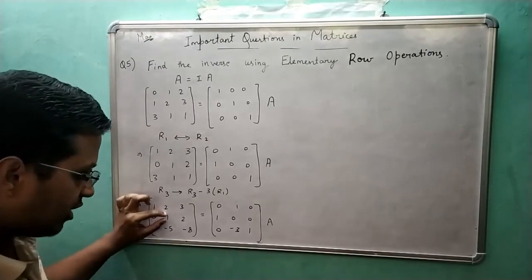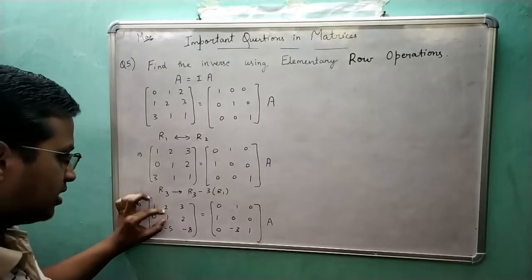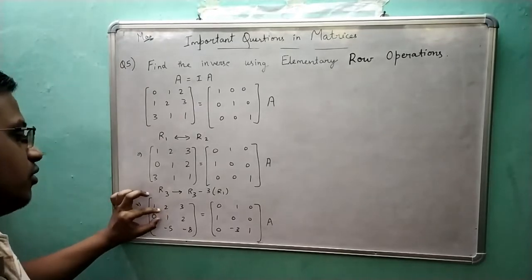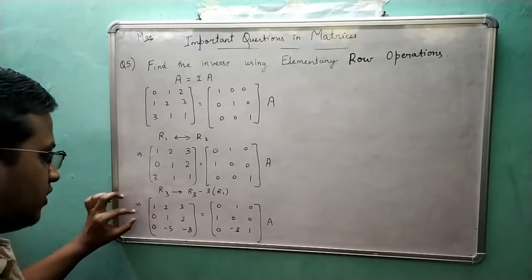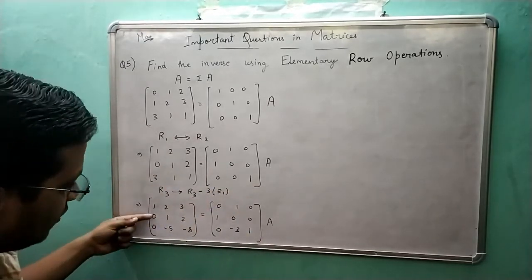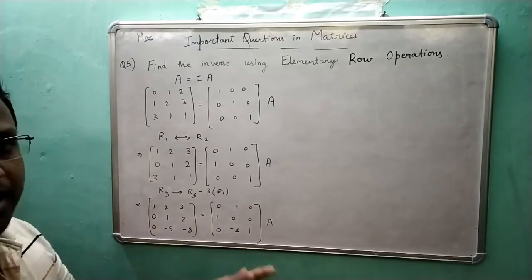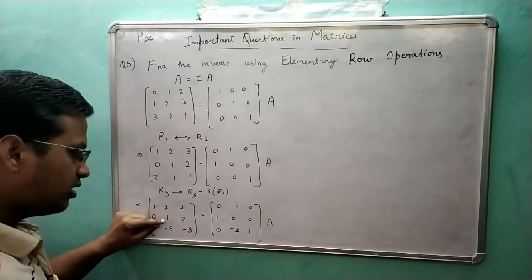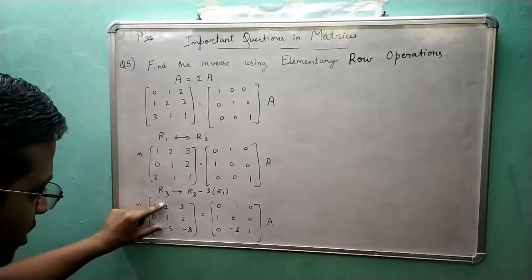If this would not have been 1, suppose it would have been 3 or something like that, what would we have done? We would have divided that row by the same number. Suppose it is 3, then we would have divided the complete row by 3. Now since it is 1, we have to use this to make the other two 0.